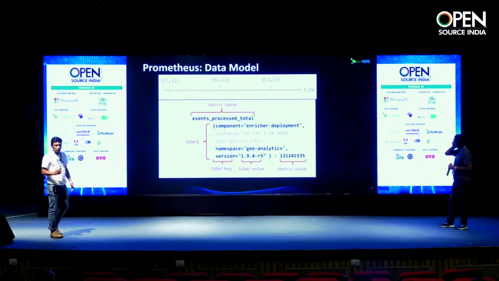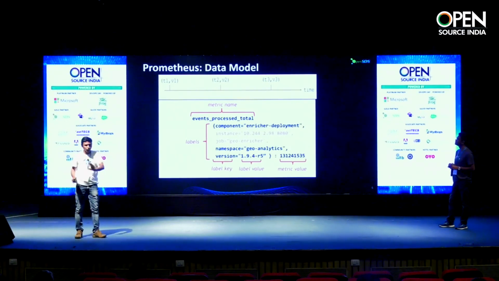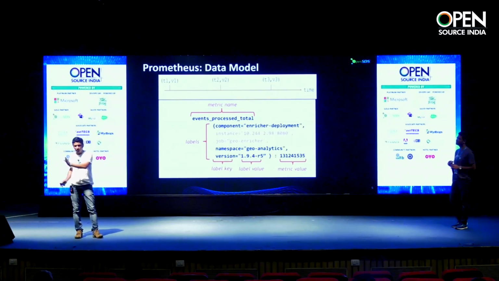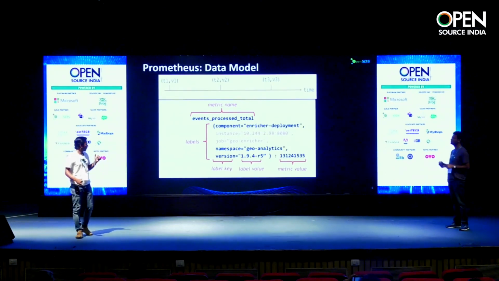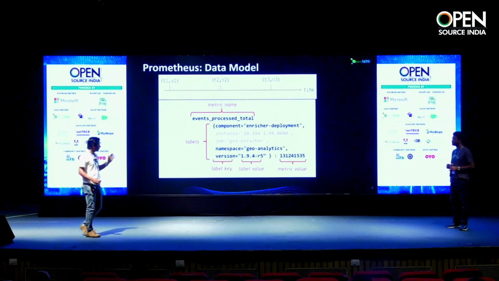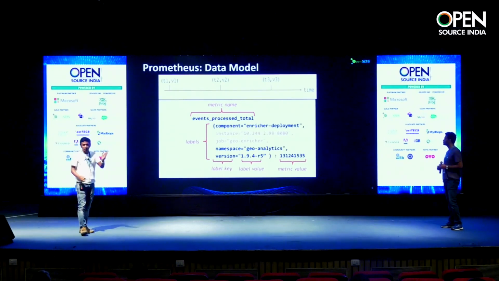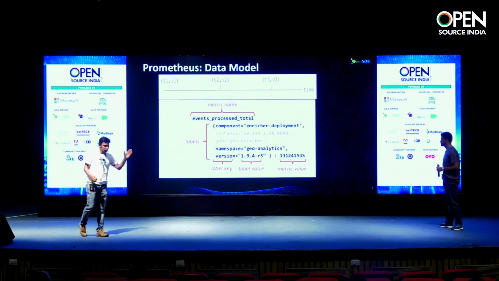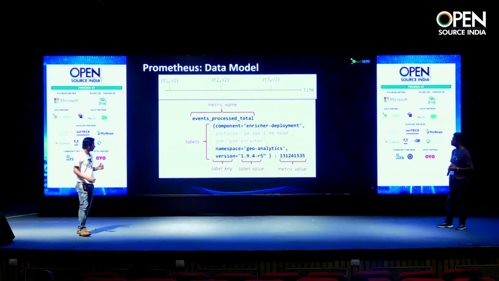And Prometheus has got a very simple data model. So as you know, in the time series database, we need a timestamp and value. Each metric in Prometheus has got a metric name and some labels. Each label is a key value pair, right? So a key, and it has got a value. And the metric has got a value. So this is the simple data model of Prometheus.